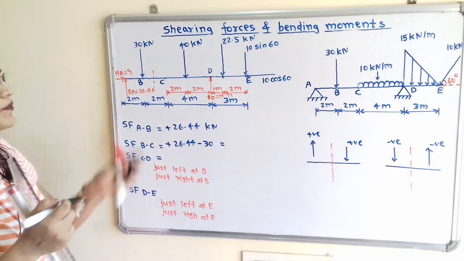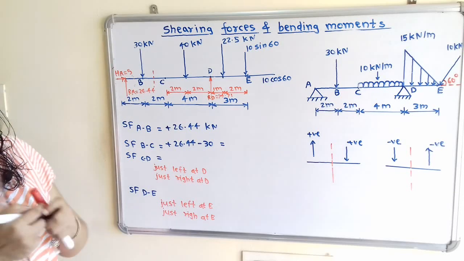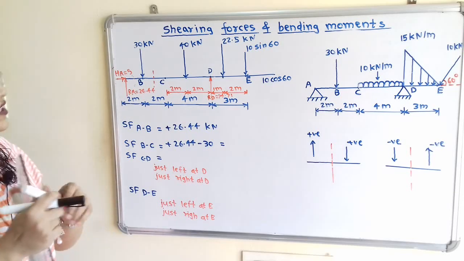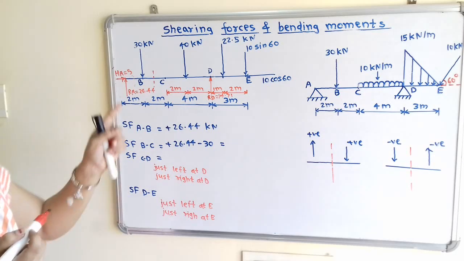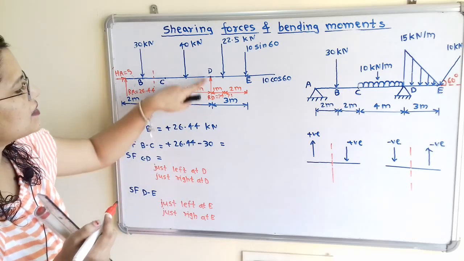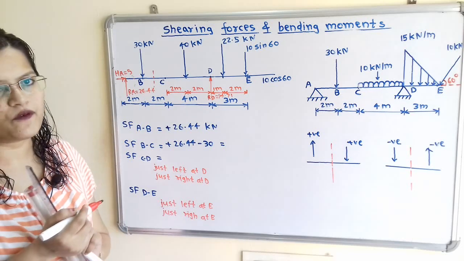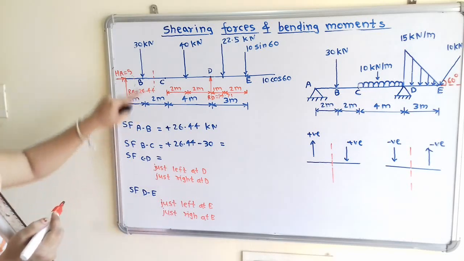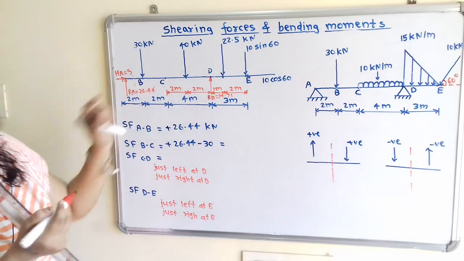If we observe in between this section CD at point D, there are two types of forces. One type is the uniformly distributed load, which is up to the point D. And second is this point load, that is the reaction at point D, which is in upward direction. So how to calculate the shear force for such a section?